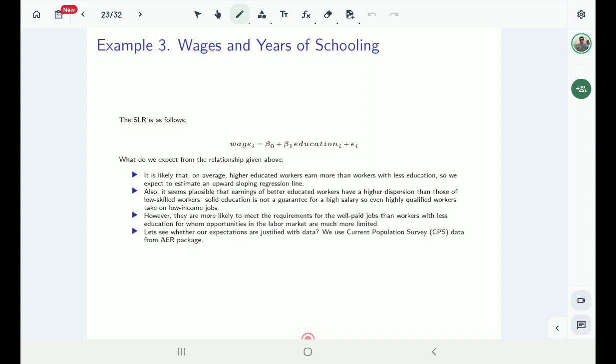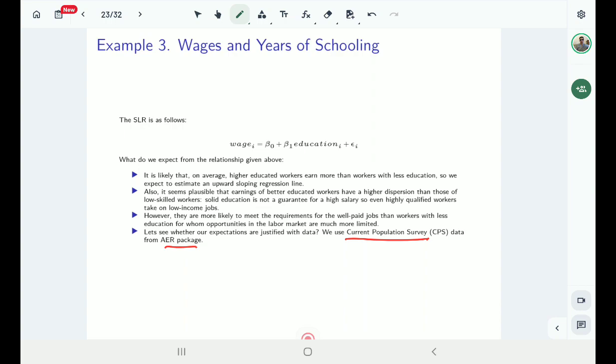This is a real data set taken from current population survey data. And it also comes from the AER package, remember that. Okay? So let's talk about our expectations. It's likely that higher educated people earn more than lower educated people, right? That is our a priori expectation. And also, think of this problem.